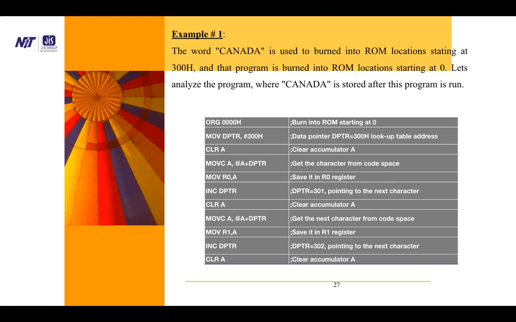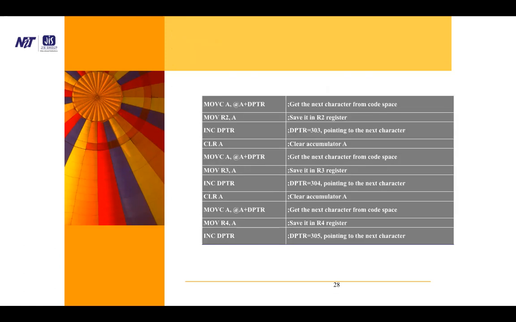CLR A clears accumulator A. MOVC A, @A+DPTR gets the next character from code space. MOV R2, A saves it to register R2. INC DPTR is again incremented, from 302 to 303, pointing to the next character.